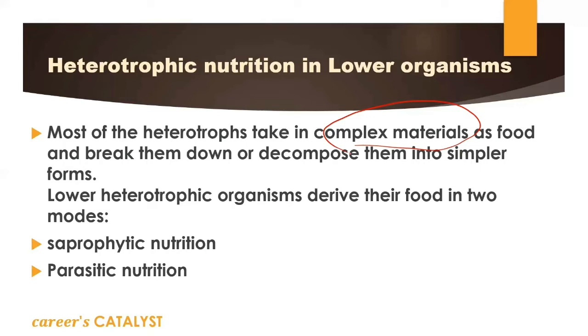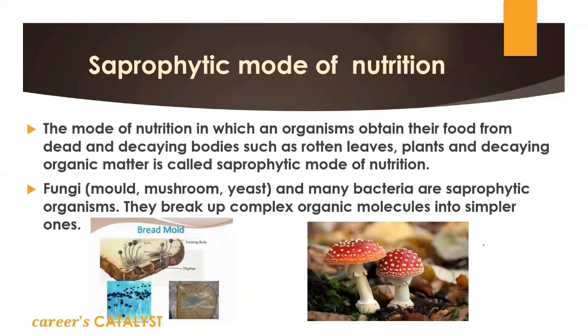The lower heterotrophic organisms derive their food from two types of mode of nutrition. That is, saprophytic nutrition and parasitic mode of nutrition. All the lower group of organisms do heterotrophic mode of nutrition only, but they perform these two types of process for utilization or consumption of food. So we will talk about saprophytic and parasitic modes of nutrition that are followed by the lower group of organisms.